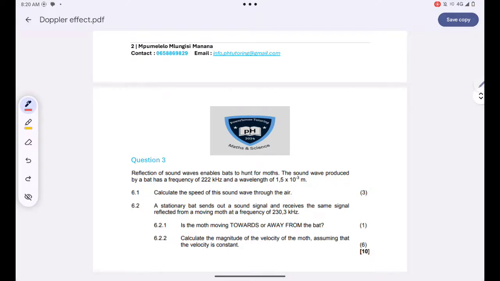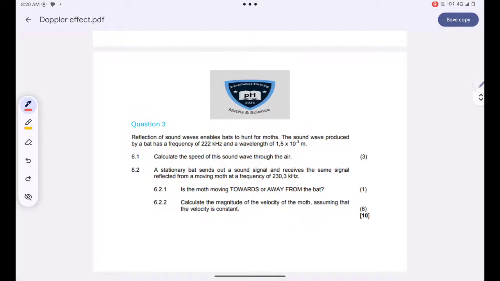I'll be doing the third question, guys, whereby I'm tackling the past question papers, but I'm only focusing on the Doppler effect. Please note that, guys, these questions are extracted from past question papers. So it's very, very important for you guys to know how to tackle exam questions.